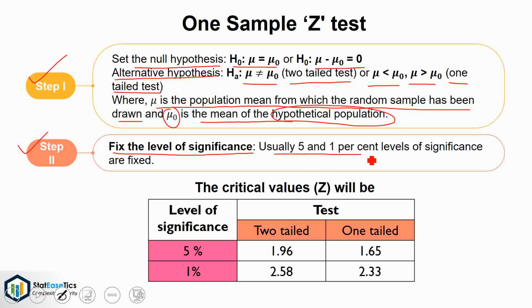Usually 5 and 1% levels of significance are fixed. The critical values of Z will be as shown in the given table. If the level of significance is 5% and it is a two-tailed test, the value of Z is 1.96 and in case of one-tailed 1.65. And if the level of significance is 1%, then the value of Z is 2.58 and 2.33 for two-tailed and one-tailed respectively.